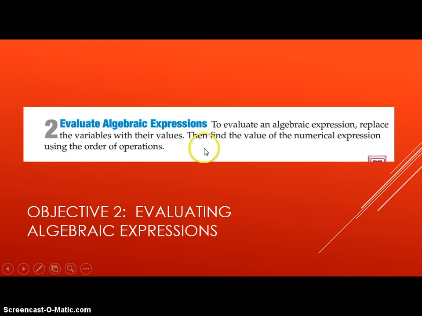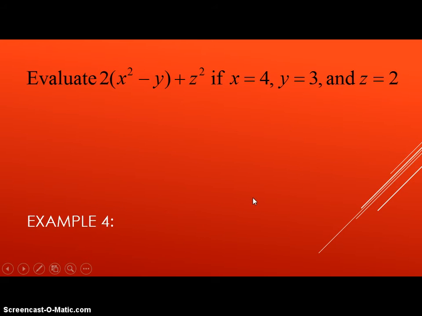Now we're going to evaluate an algebraic expression, remembering that we're going to find a value or a number. Anytime you see the word evaluate with an algebraic expression, they're going to give you the values for x and y or a and b or whatever letters are in the problem. So you're going to replace the variables with their values. They will tell you the values, you will know them, you substitute them in or replace. And then it's just an order of operations problem after that. So let's take a look.